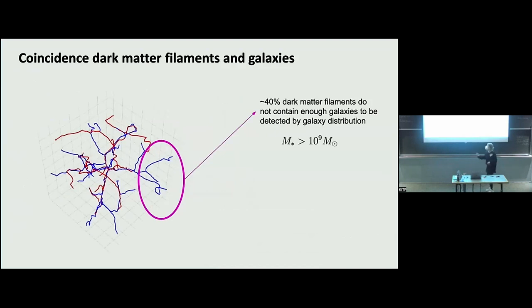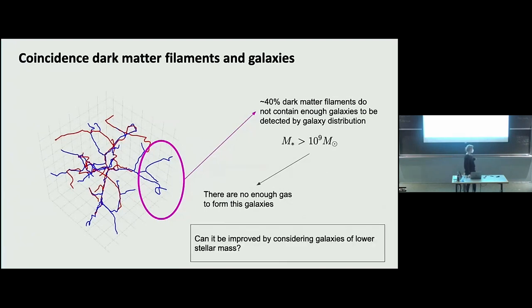So around 40% of our dark matter filaments do not contain enough galaxies of mass 10^9 to be detected, but probably this 40% of the dark matter filaments have enough dark matter to be detected by the distribution of dark matter, but do not have enough galaxies. Probably in these filaments there wasn't enough gas to form galaxies of such mass. Probably they contain enough galaxies of lower mass.